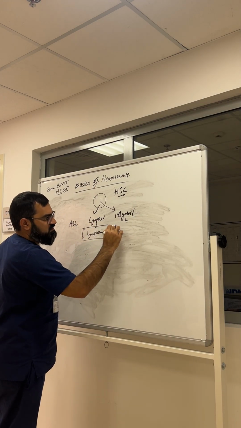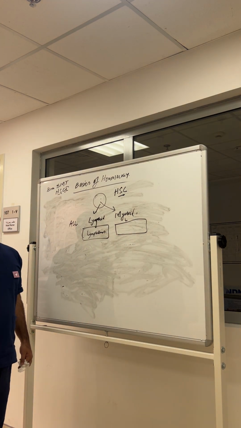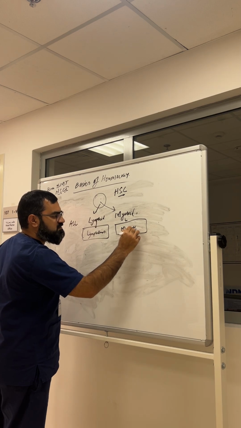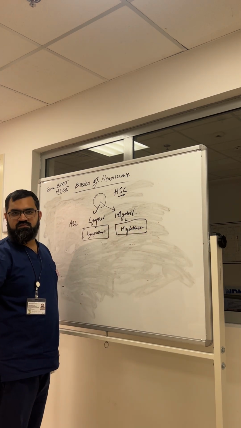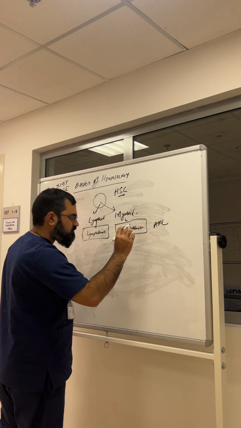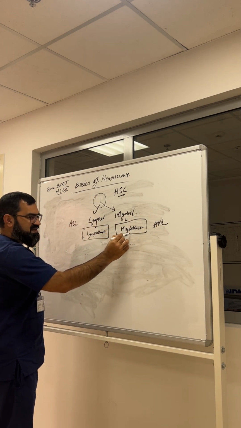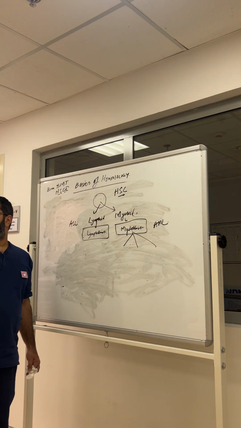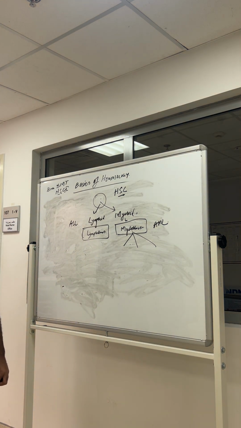What do you call blast from the myeloid lineage? Myeloblast. What's the condition in which you have acute myeloid leukemia? Simple. This myeloblast makes what? Three lineages. Plus, what's coming from your myeloblast? You have hemoglobin, end product. Let's talk about the end product.